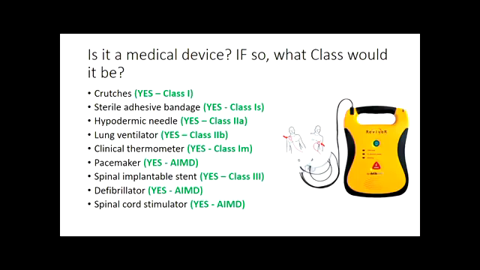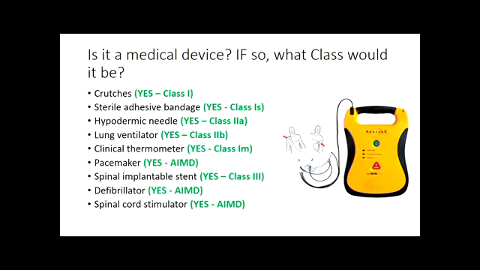Then we have a lung ventilator, which is a class 2B medical device. Clinical thermometer is a class 1M. M stands for measuring function. So with the class 1s, we have the basic class 1, then class 1S, which is class 1 sterile, and then class 1M, which is class 1 with a measuring function. So if you're using a cup that has a volumetric guide on it, and they're going to use that to measure the volume of urine that you output, then that's going to be a class 1M medical device.